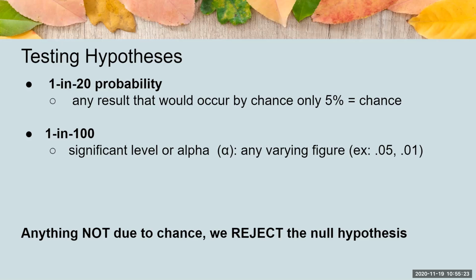So we can decide whatever number we want, and this is what we call the significance level. Any number we choose will be the significance level, and will define what we consider chance. Now, anything we deem not due to chance is what we call statistically significant, and for anything not due to chance, we reject the null hypothesis.